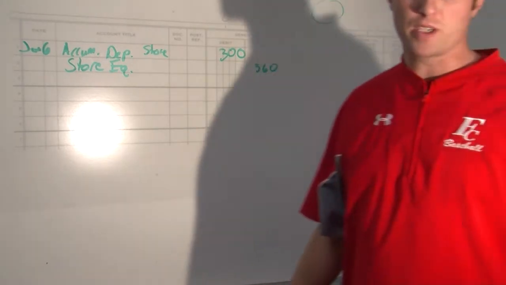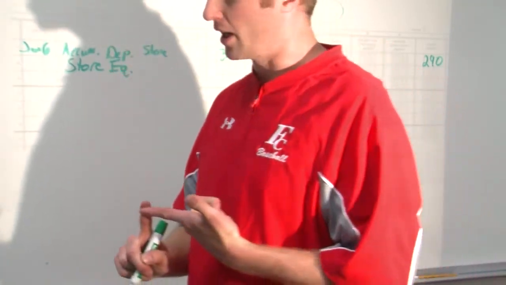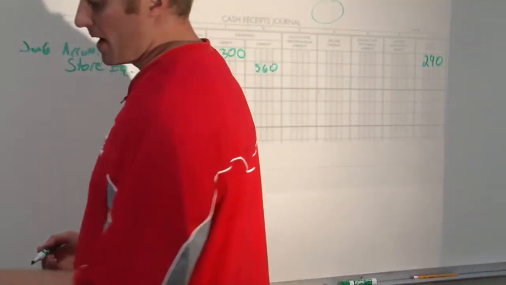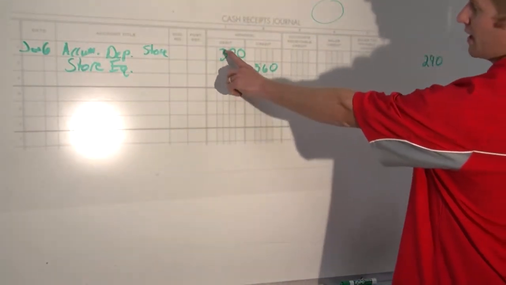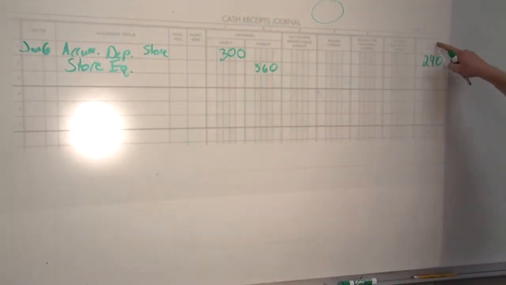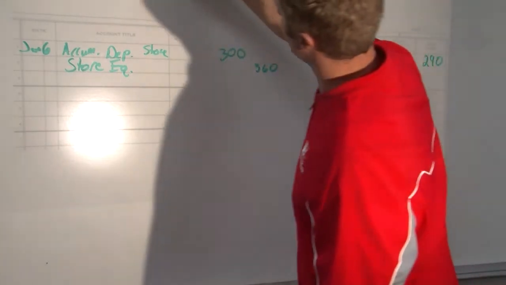So now we have two options left. Did we make money on the sale or did we lose money on the sale? So this is going to be either a gain or a loss. What you need to do is add up your debits and credits. So your debit is $300. Your debit over here is $290. So that's $590. We'll write that up here.